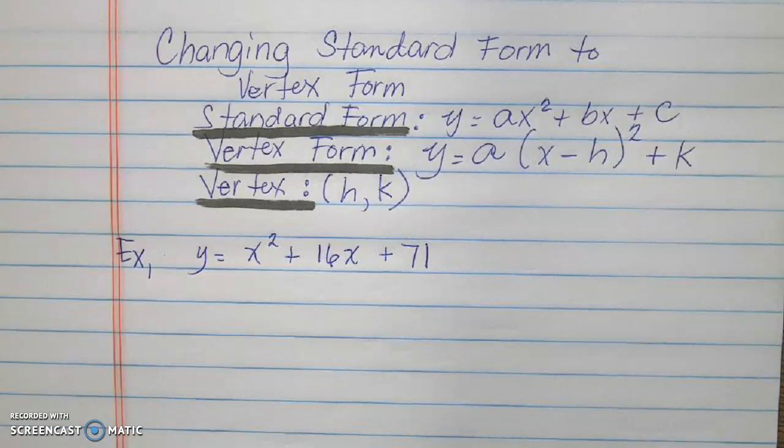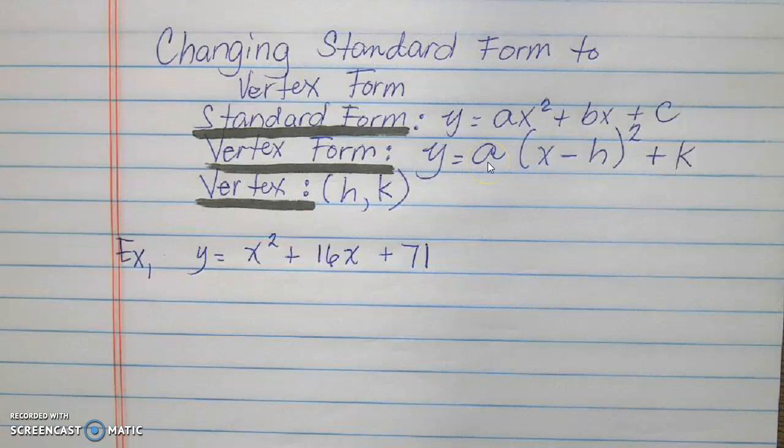So our topic for today is changing standard form to vertex form. And to remind everyone, standard form is y equals ax squared plus bx plus c. Vertex form is y equals a(x minus h) squared plus k, where h and k are the coordinates for the vertex of your parabola.